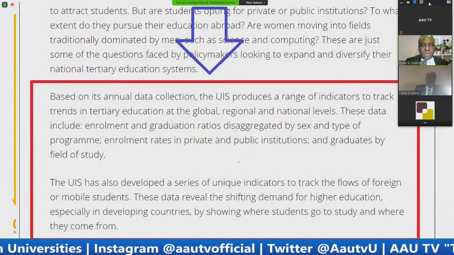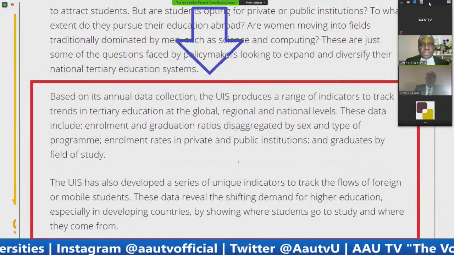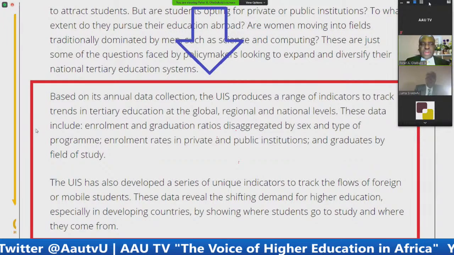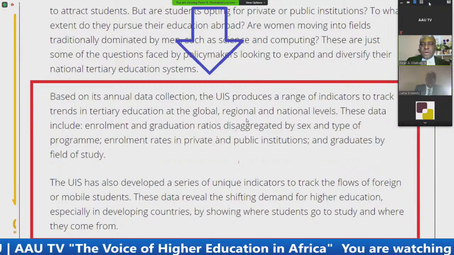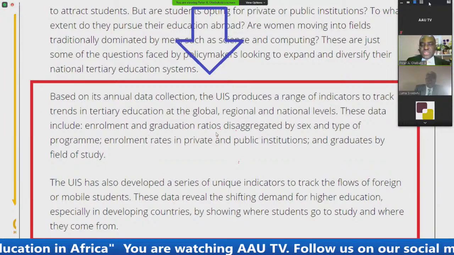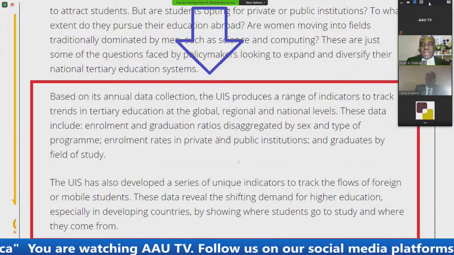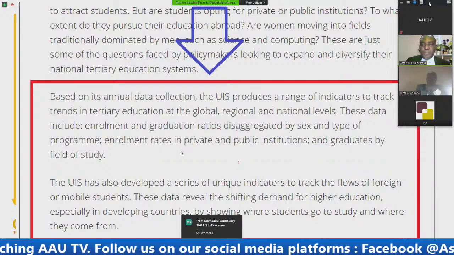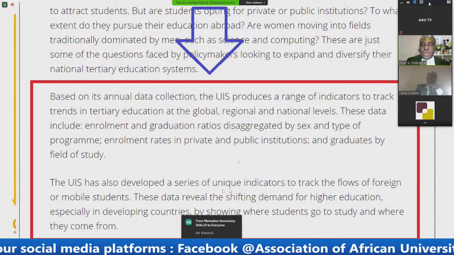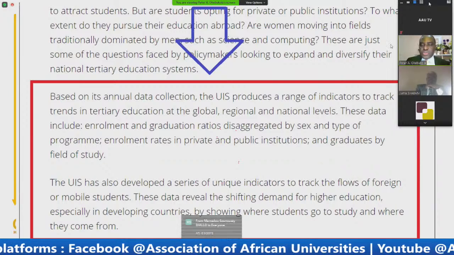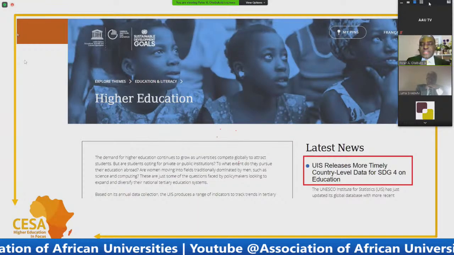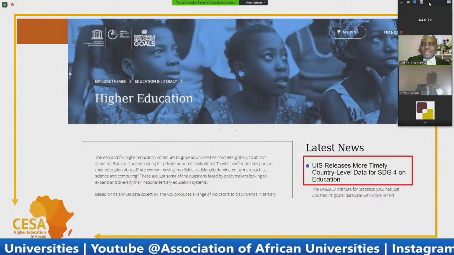I stated this afternoon that based on its annual data collection, the UIS produces a range of indicators to track trends in tertiary education at the global, regional, and national levels. These data include enrollment and graduation ratios, disaggregated by sex and type of program, enrollment rates in private and public institutions, and graduates by field of study. It has also developed a series of unique indicators to track the flows of foreign or mobile students, and all of that. So you can see higher education. So UIS, UNESCO Institute for Statistics.